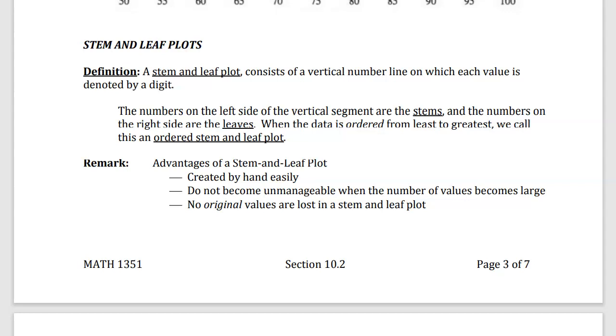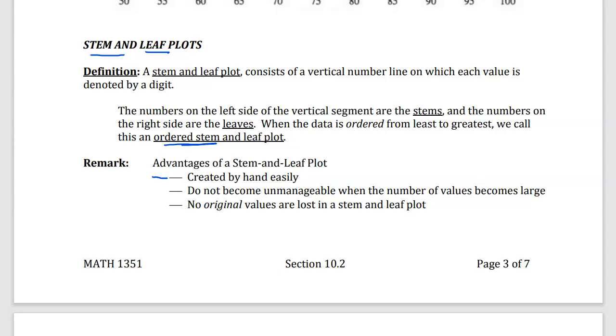Now we're going to talk about what is called a stem and leaf plot. A stem and leaf plot consists of a vertical line on which each value is denoted by a digit. The numbers on the left side of the vertical segment are the stems, and the numbers on the right side are the leaves. When the data is ordered from least to greatest, we call this an ordered stem and leaf plot.